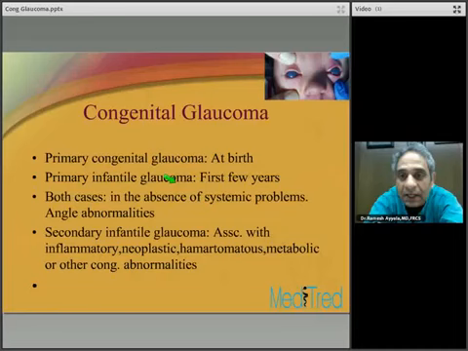Primary congenital glaucoma incidence is approximately 1 in 10,000. It's much less common than primary adult open angle glaucoma, but approximately 2 to 15% of these patients will end up being blind, unfortunately. So it's a pretty devastating disease process affecting this patient population, and the entire family gets affected because of this. It's bilateral in about 60 to 80% of the patients, as you can see in this picture.